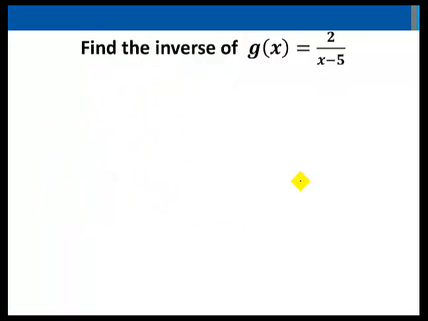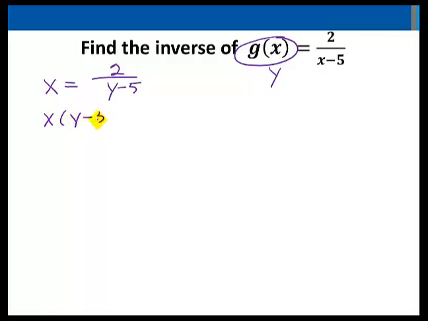Next, let's find the inverse of g of x equals 2 over x minus 5, beginning by renaming g of x, calling it y, then swapping the x's and y's, so I will have x equals 2 over y minus 5. I'll start by getting rid of this fraction on the right side, multiplying through by y minus 5. On the left-hand side, I'll have x times y minus 5. On the right-hand side, I'll have 2. And then I want to get rid of the parentheses, so I'll distribute the x through. That gives me xy minus 5x equals 2.